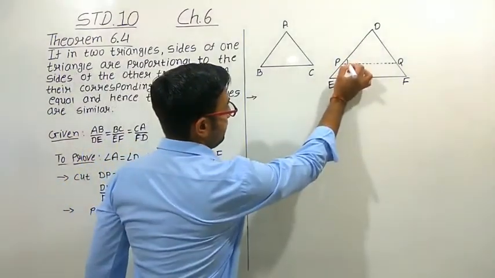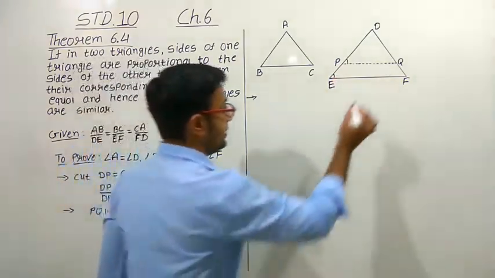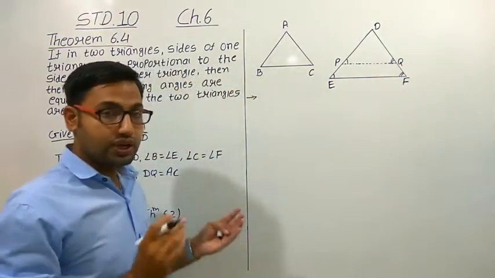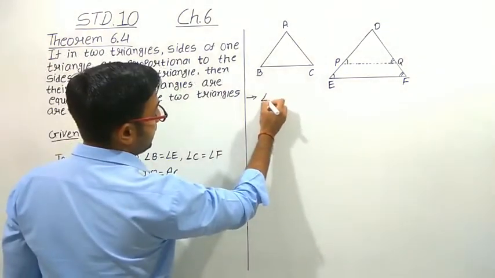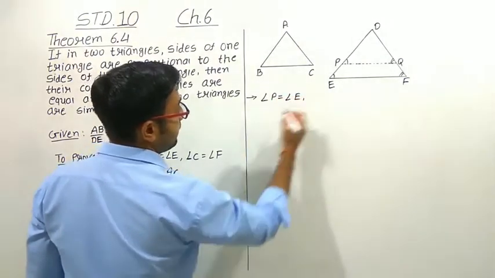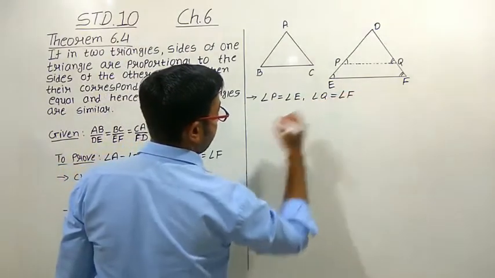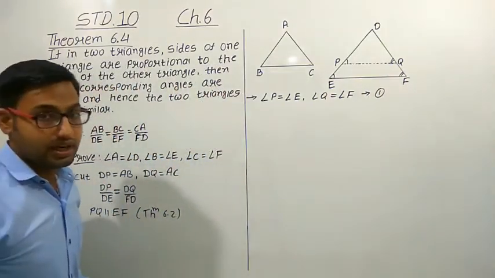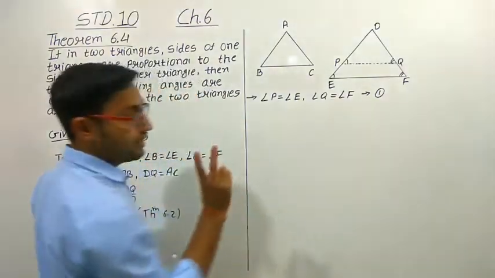So this angle will become equal to this angle according to the corresponding angles, and this angle will also be equal to this angle according to the corresponding angle. That we have already studied in standard 9. So here we can write down that angle P is equal to angle E, and angle Q will become equal to angle F. Give it the result number 1. Understand? Okay. Now these angles we get equal.